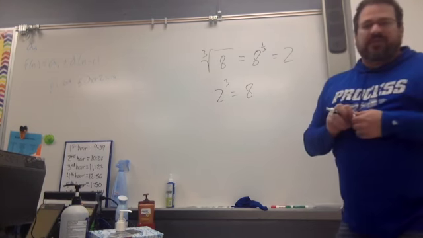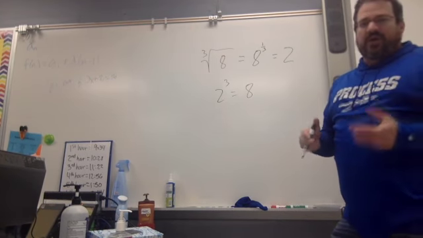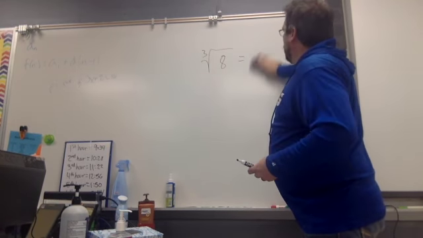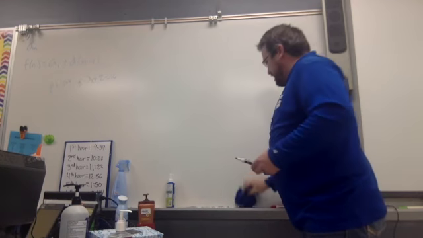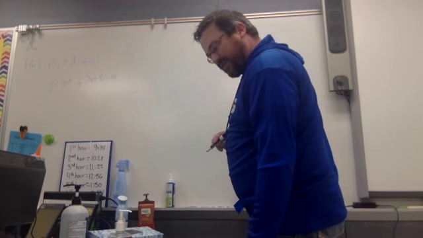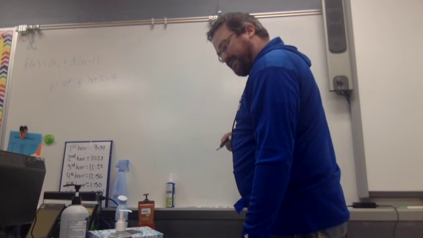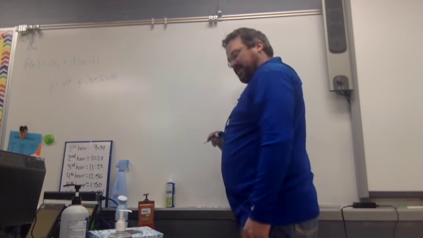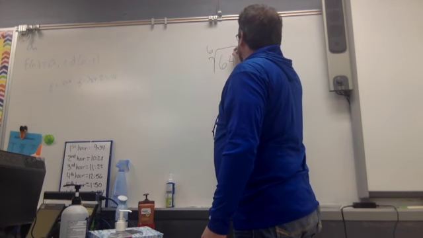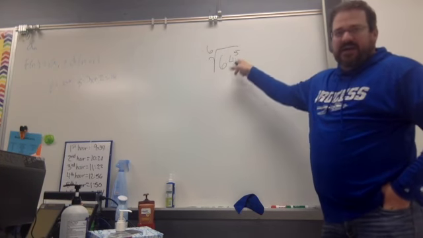Now, there are some problems on your worksheet that have another number other than 1 in the numerator. I want to talk about what that looks like. If I have, well, let's just do one of the problems on here. Let's jump down to number 7. Let's do number 7. I have the 6th root of 64 raised to the 5th power. Okay, so I have an exponent inside my radical.